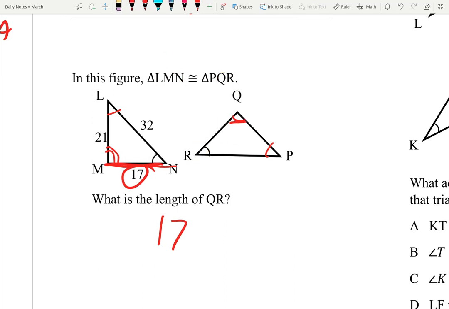There are other ways of finding the match, but that's just one of the ways you can find it. Essentially the question is which one of these sides corresponds with QR, and the correct answer would be MN. MN is the side that corresponds with QR, so it's 17.